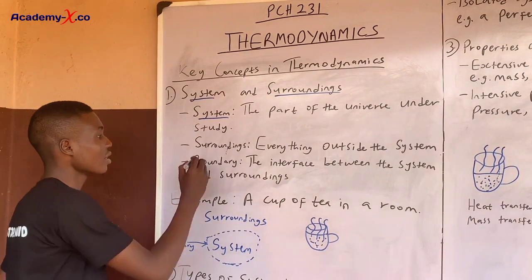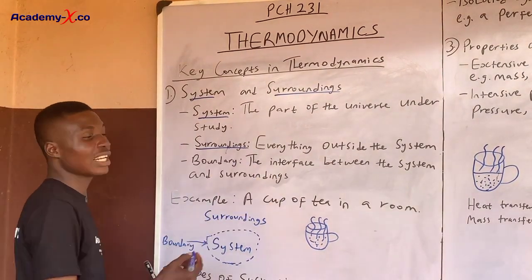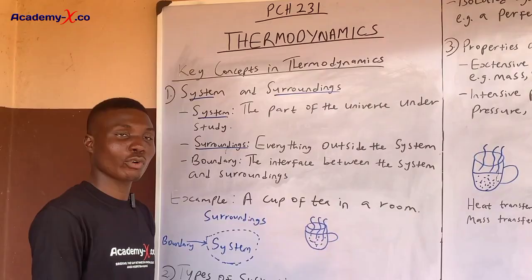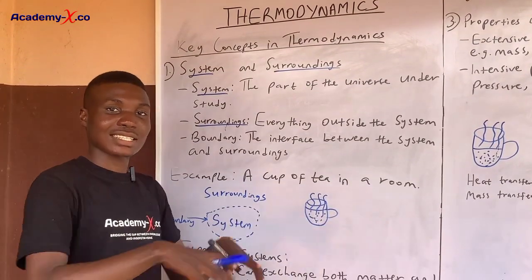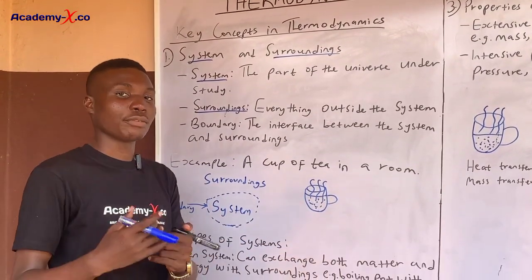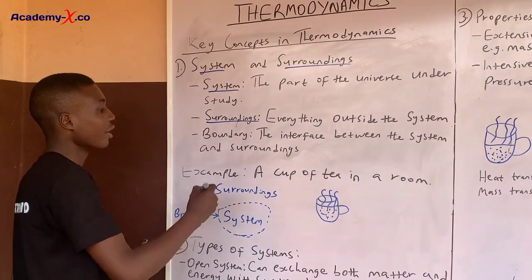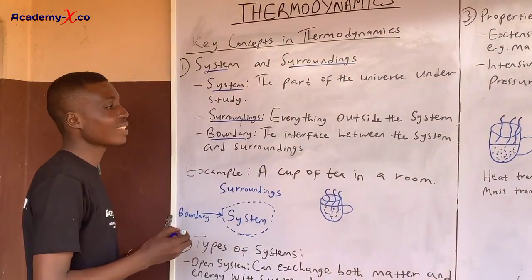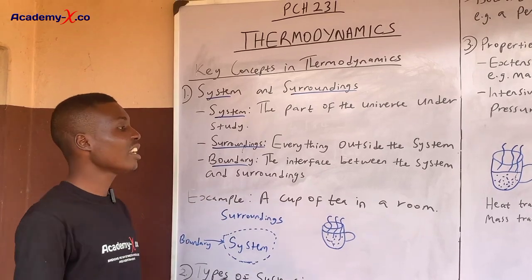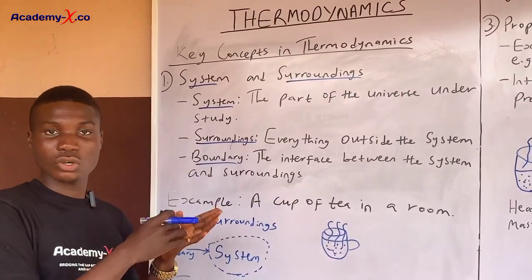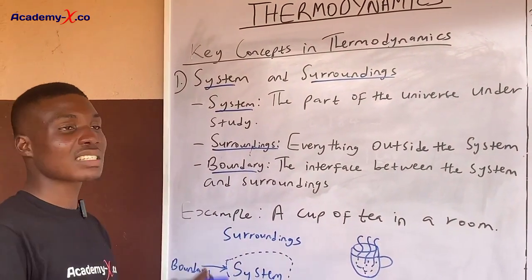Then what about surroundings? Surroundings refers to everything outside the system. So if my focus is on this, everything else outside that thing I'm focused on is referred to as the surrounding in the context of that system. So what about boundary? Boundary refers to the interface between the system and the surroundings.